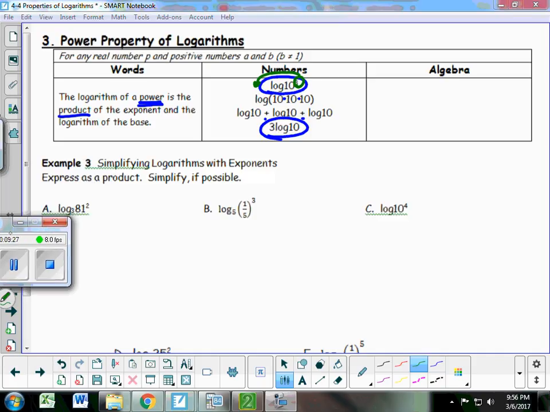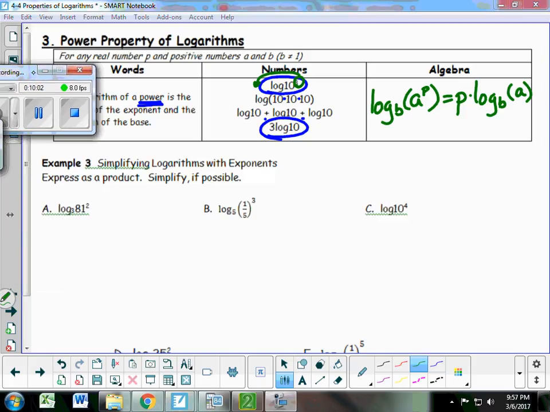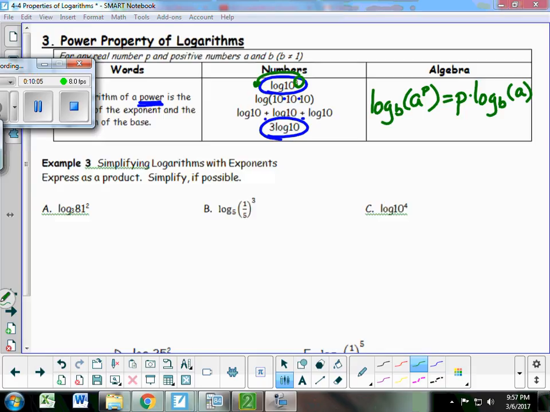Alright, and we always like shortcuts in math, so that'll be nice. Let's take a look at that algebraically. So log base b of a to some power p. Since it's got that power, we can write that as a multiplication out in front. So p times log base b of a. Right, so notice now that the power of p is written as a multiplication out in front. It's no longer a power. All right, so let's try this out.